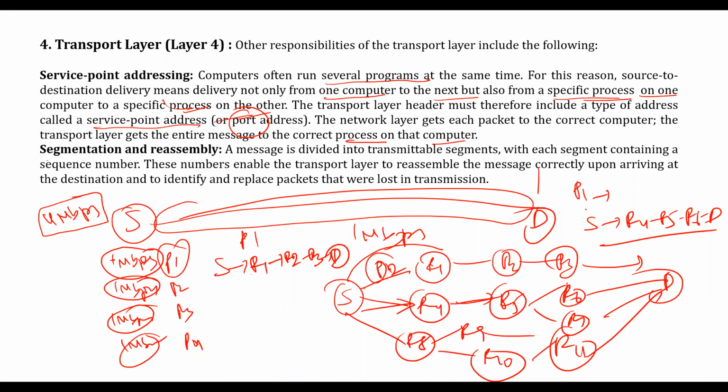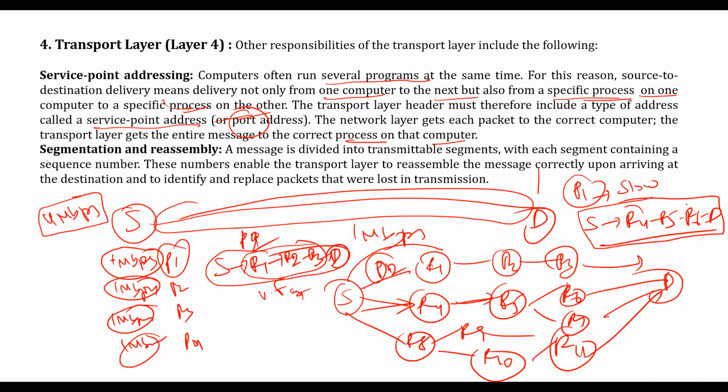Maybe the network bandwidth of packet 1's route is slow as compared to the network bandwidth of packet 2. So that means packet 2 selecting router 1, router 2, router 3, these three routers are very fast. And router 4, router 5, router 6, this path selected by packet 1, it is slow. So at the destination side, which packet is received first? Packet 1 or packet 2?